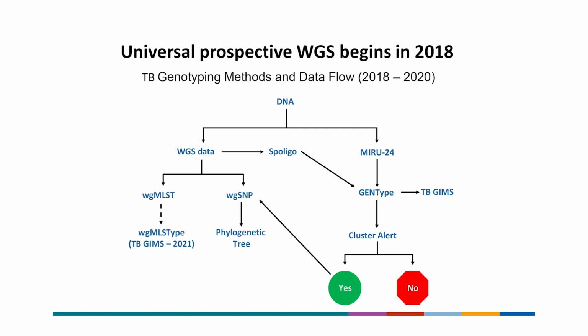However, wgMLSType won't be displayed in TB GIMS until after the initial 3-year overlap period in 2021. This will allow for the necessary time to adapt algorithms for using wgMLST to define clusters. For clusters that alert during this time based on GENType, wgSNP analysis will be performed to assess the potential of recent transmission, and this information will be communicated to the state program. For clusters that have had previous retrospective WGS performed, any new isolates in the cluster will be added to the analysis, and the updated results will be reported to the state program.